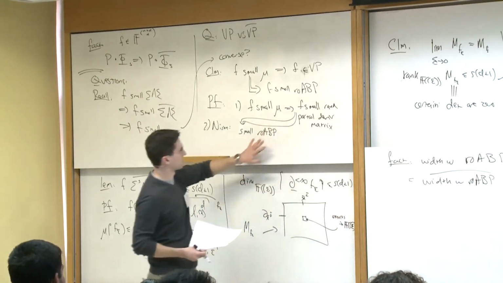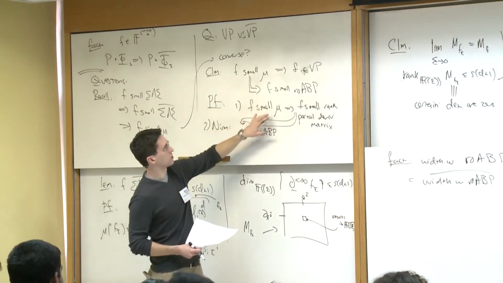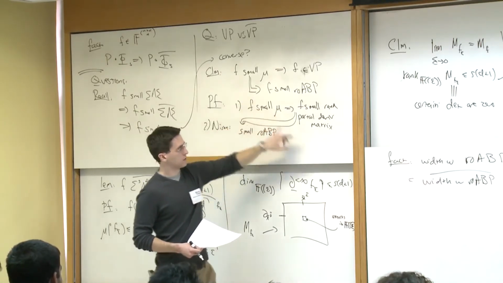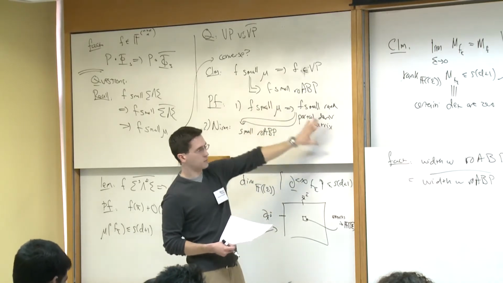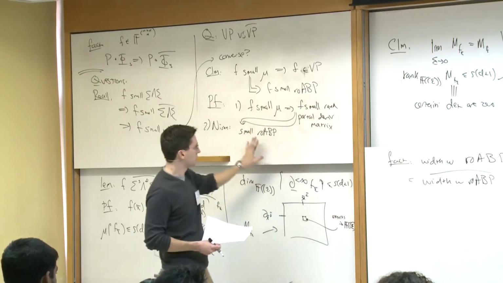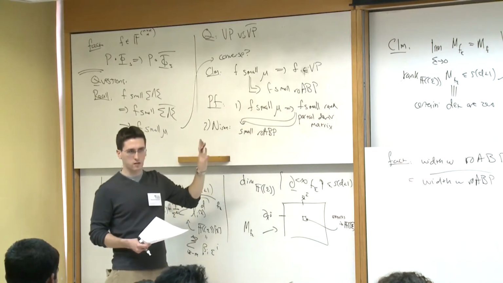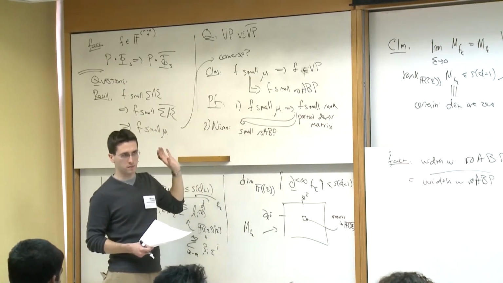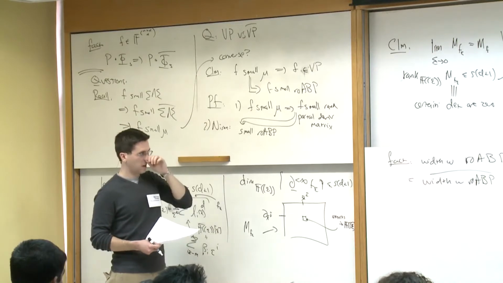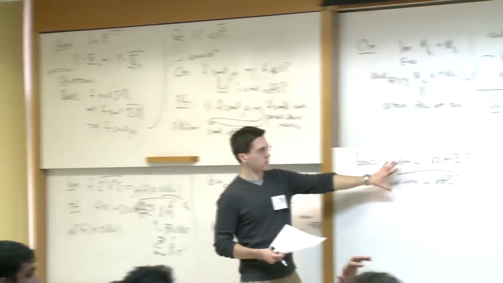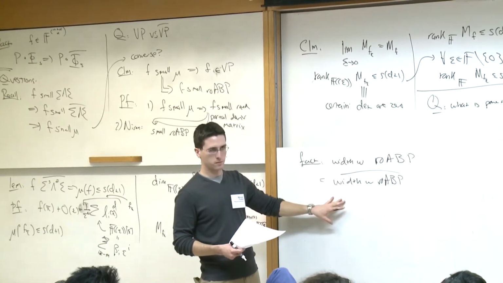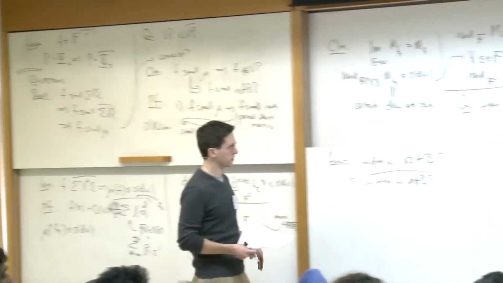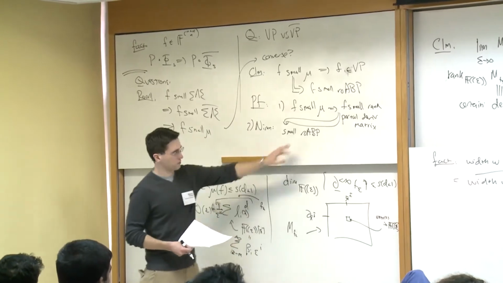Okay, so I didn't really go through it too much, but basically there are two steps. One is that you convert from this mu measure to this partial derivative matrix measure. You say that if this is small, this measure is small. Nisan was able to show that this measure exactly characterizes the width of Riemann ABPs. And what that in particular shows you is that Riemann ABPs are closed, like Riemann ABPs equal their closure. And they're also contained in VP.